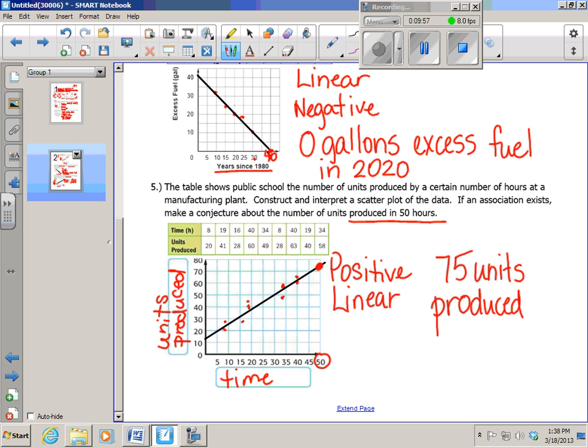So this is Chapter 9, Lesson 1, Scatter Plots. Bring these notes with you to class tomorrow with your book pages, and we will do some examples.